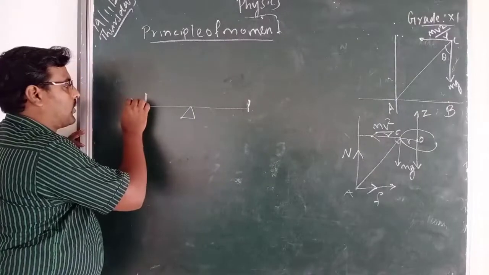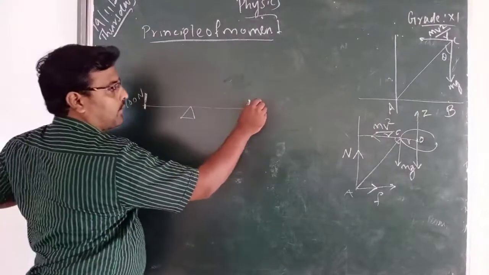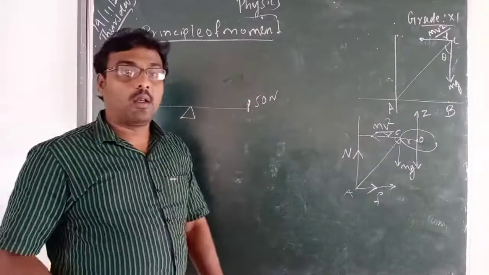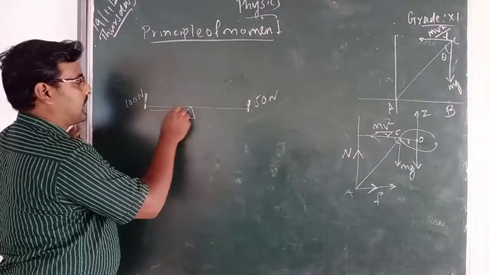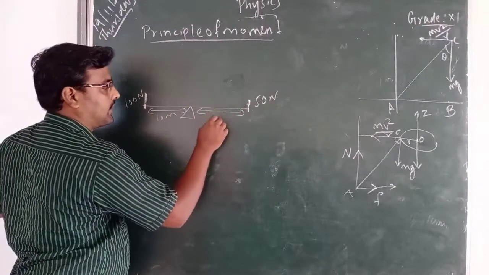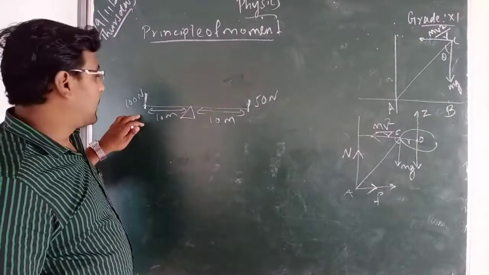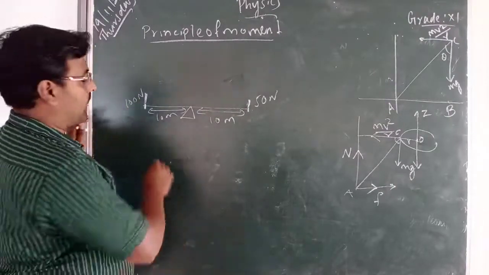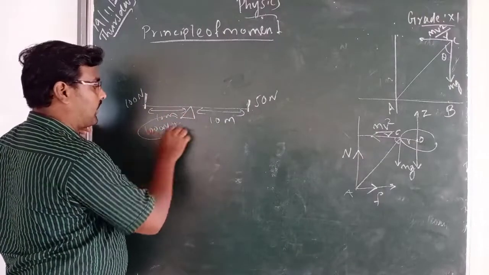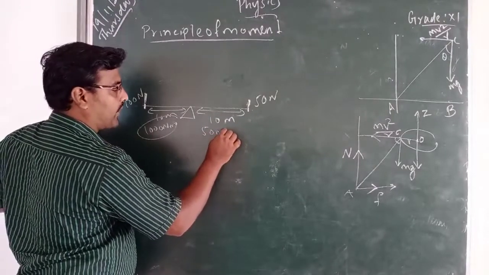So you are applying a force of 100 Newton and your friend is applying a force of 50 Newton. Now what will happen? You can see that both are at 10 meter distance. Now if you are finding the torque, you will get 100 into 10, 1000 Newton meter this side, and that side 500 Newton meter.